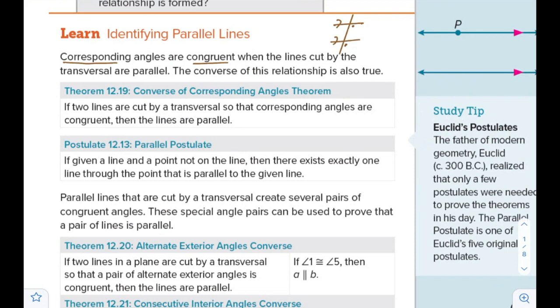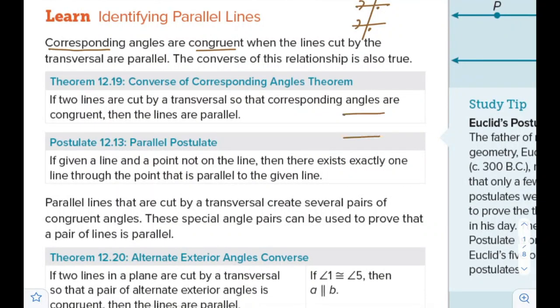Converse of corresponding angles theorem states that if two lines, we already have two lines, are cut by a transversal, this is the transversal, in a way that the corresponding angles are congruent. We know for example that angle 1 and 3 are congruent. As you look here, this and that, angle 1 and angle 3 are in the position of corresponding angles, and it is given that they are congruent. So now the conclusion will be that the lines are parallel.